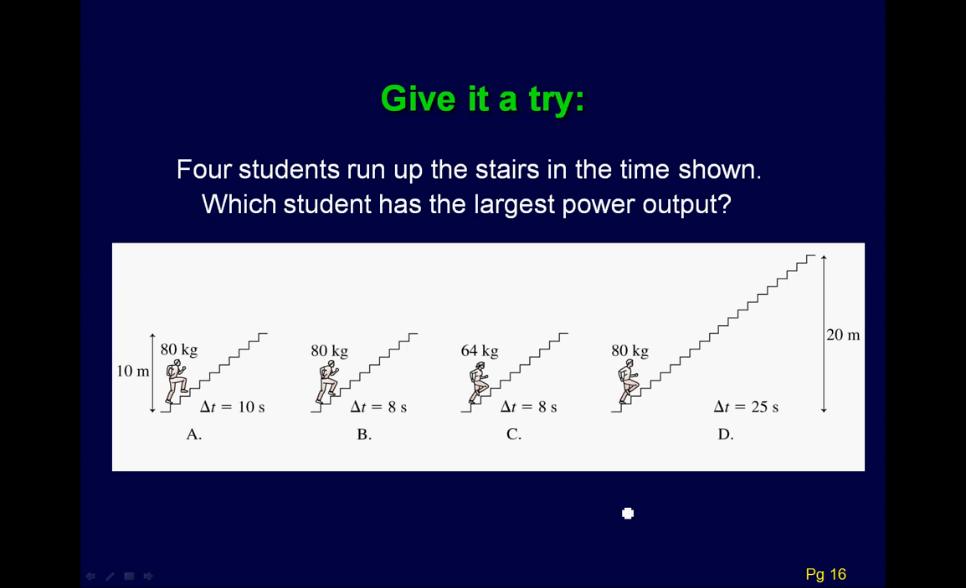And here's a give-it-a-try problem. Four students run up the stairs in the times shown. Which student has the largest power output? What we're saying here is they're walking upstairs, and we tell you the time it takes to do that. So think about this and give us a go.